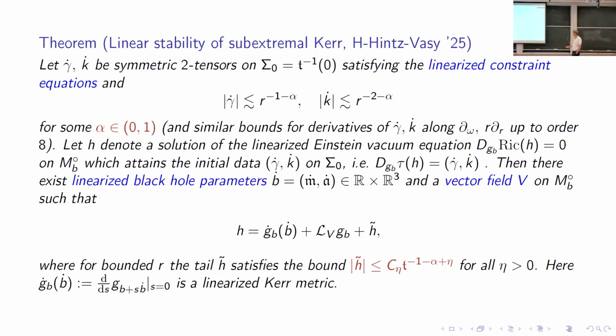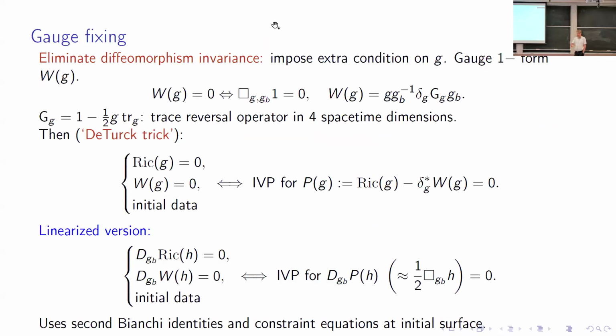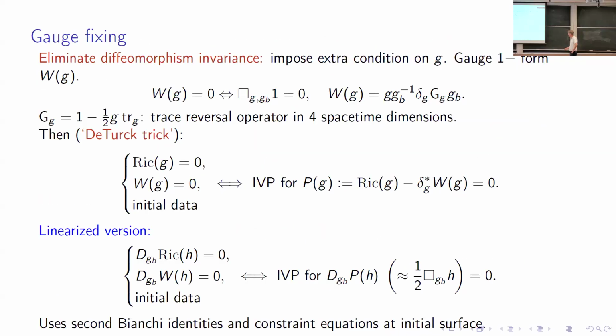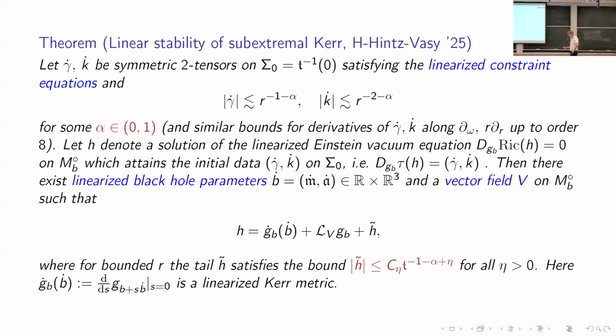So this is with the t variable. You remember this is now close to the horizon, where it is like Boyer-Lindquist, and it's Boyer-Lindquist at infinity. So we give data which decays like r to the -1 minus alpha, respectively r to the -2 minus alpha. And then you need similar estimates for some derivatives.